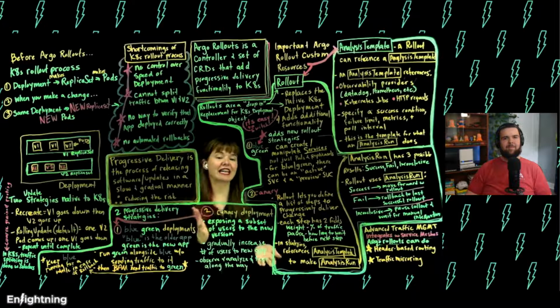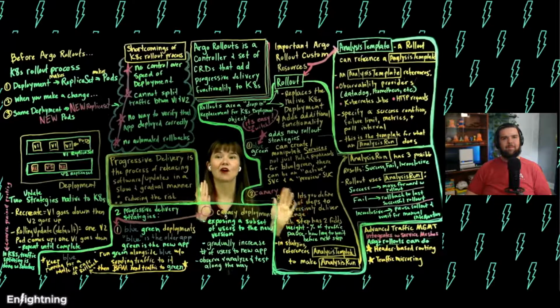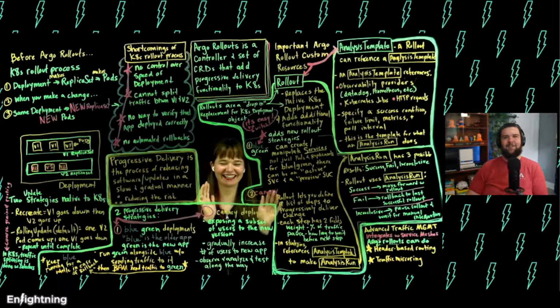Or you could do a canary deployment, which means you expose a subset of your users to the new version. It usually starts out a really small percent, 1%, 5%, go to the new version. So if something is wrong with it, only a little bit of people are affected, only the unlucky ones.